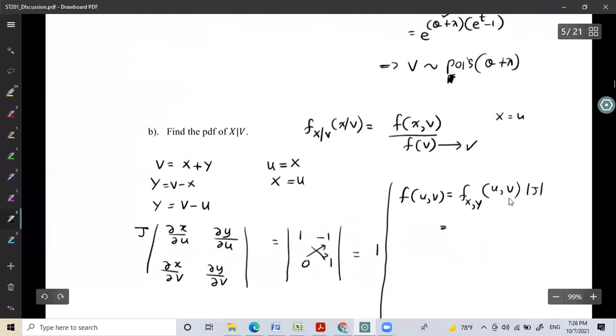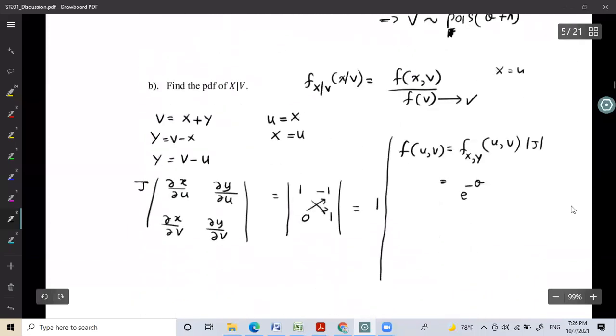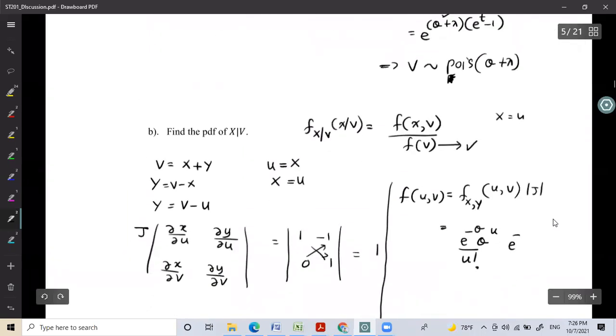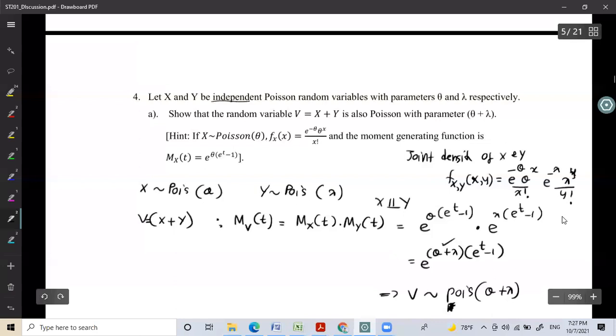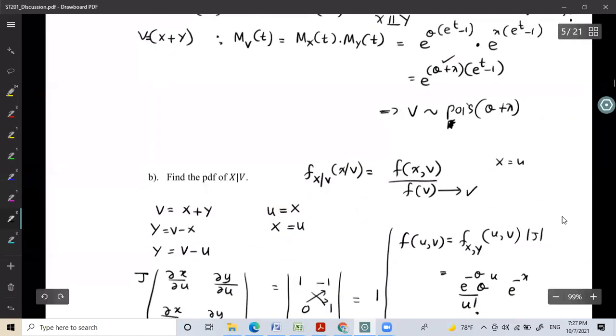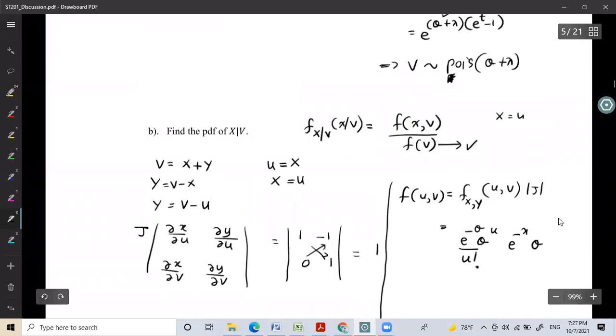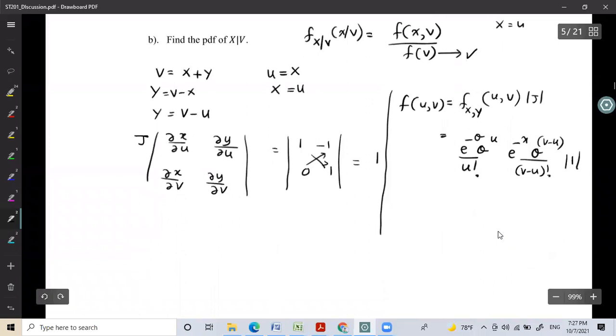So let's do that. E to the negative theta, theta to the power x, x is u, and y is v minus u. So you have e to the negative lambda, lambda to the power y, y becomes v minus u. And then you have to multiply that by the Jacobian, which is 1, so no change there. So that is our numerator.